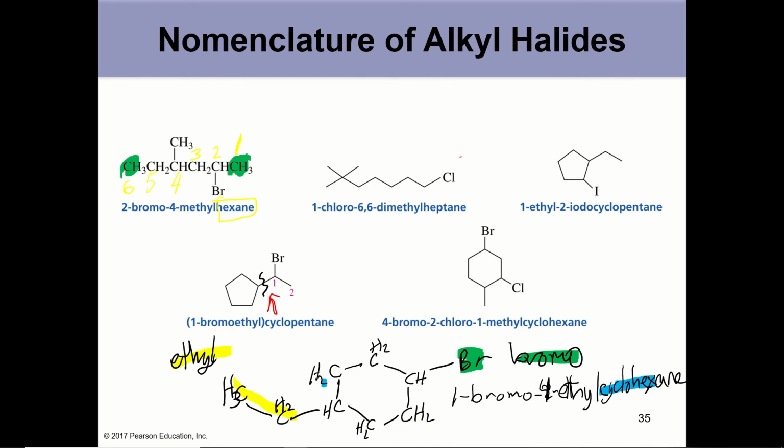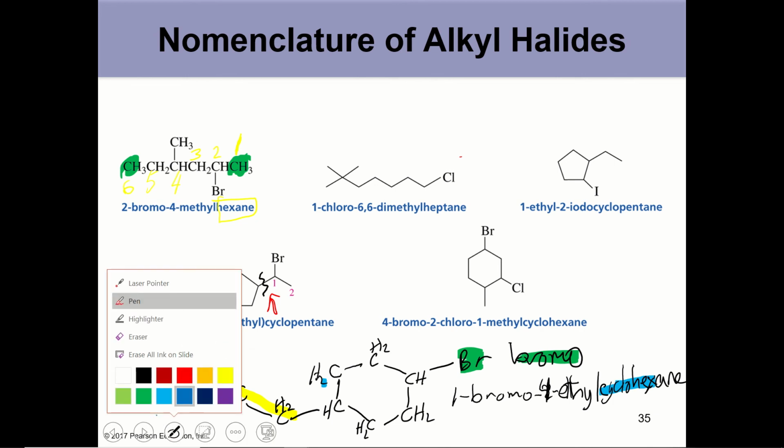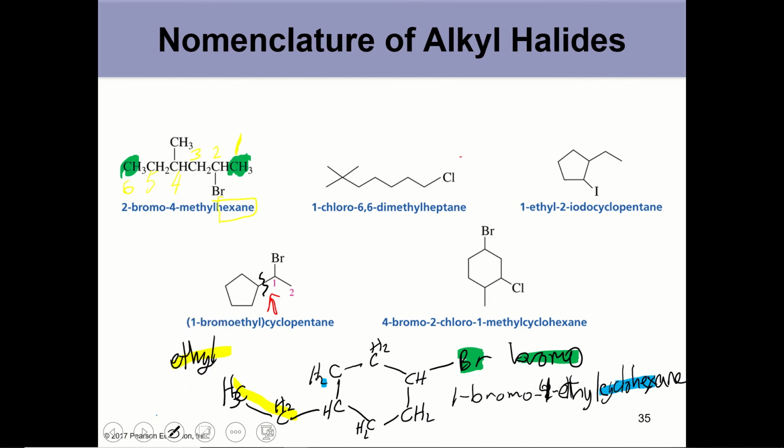In the example in the top middle, we have a 7-carbon chain with substituents at carbon 1 and carbon 6. We have a chlorine at carbon 1, and at carbon 6, 2 methyl groups, so that is 6,6-dimethyl. And then the length of the chain, heptane.